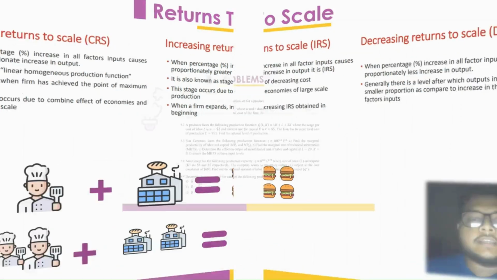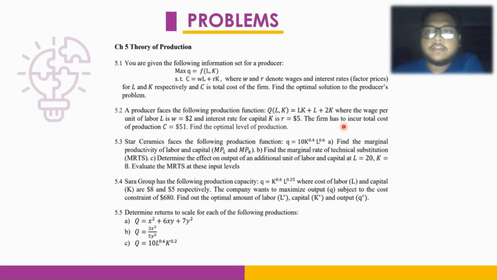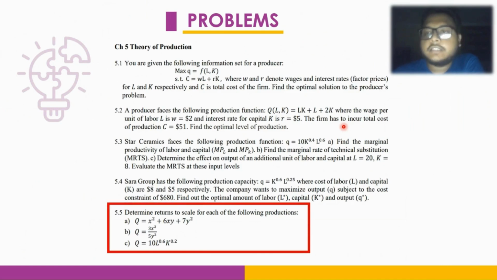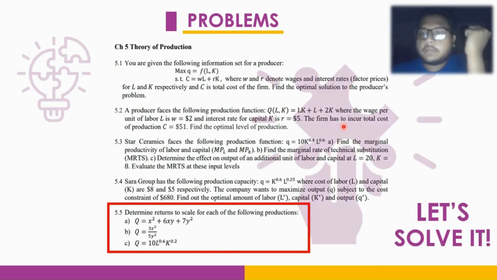Now we will look at our problem set. This is the problem set of production function, the theory of production chapter. I will discuss the last one, 5.5, which deals with return to scale. So let's start. The question asks to determine the return to scale for each of the following functions. We have 3 functions in hand. We will go one by one. Let's solve it.